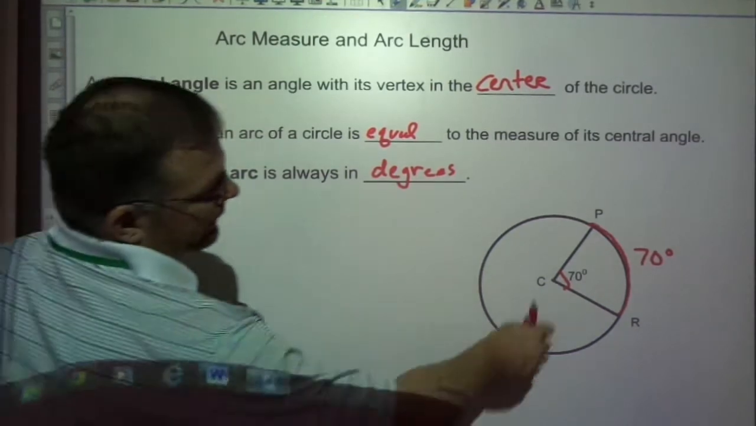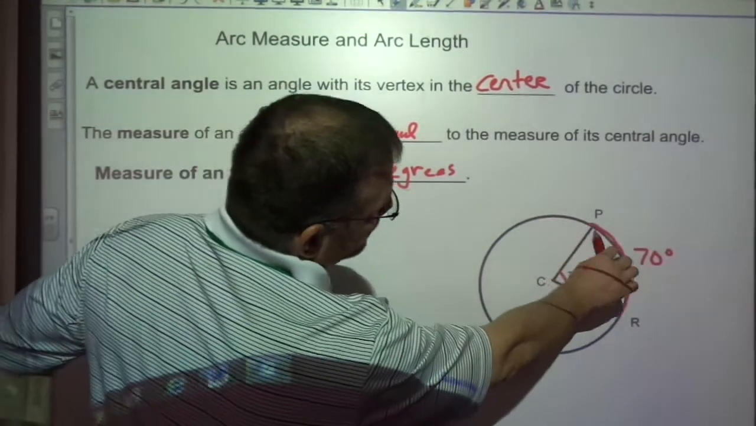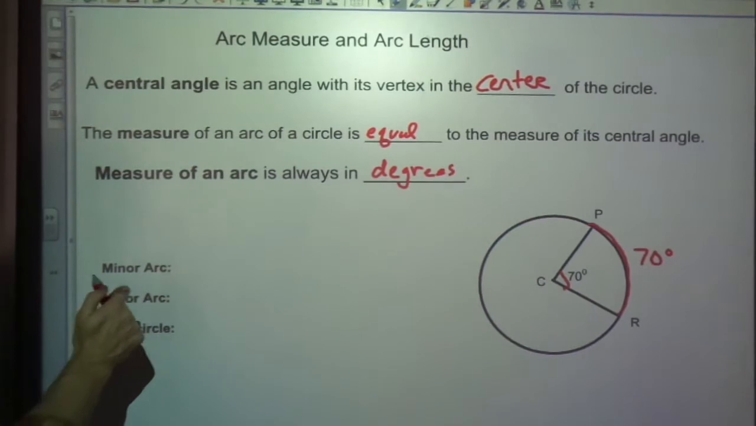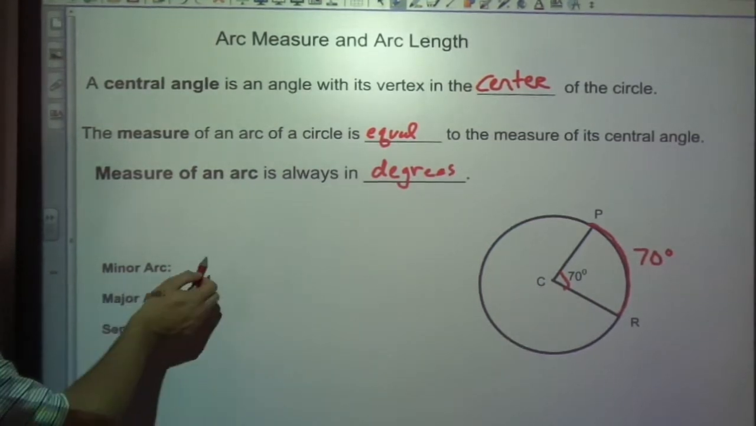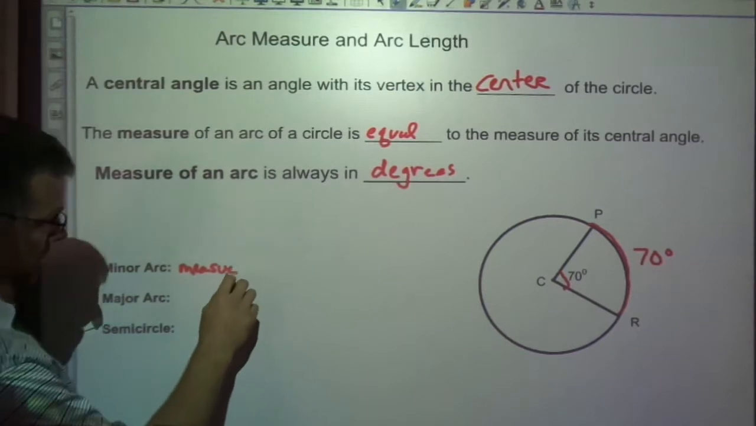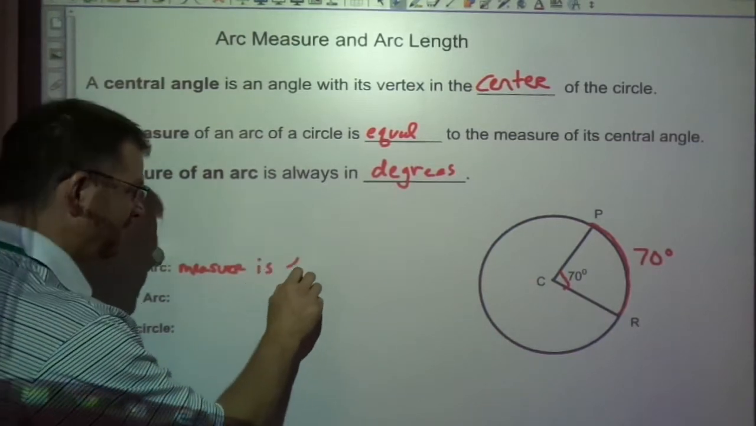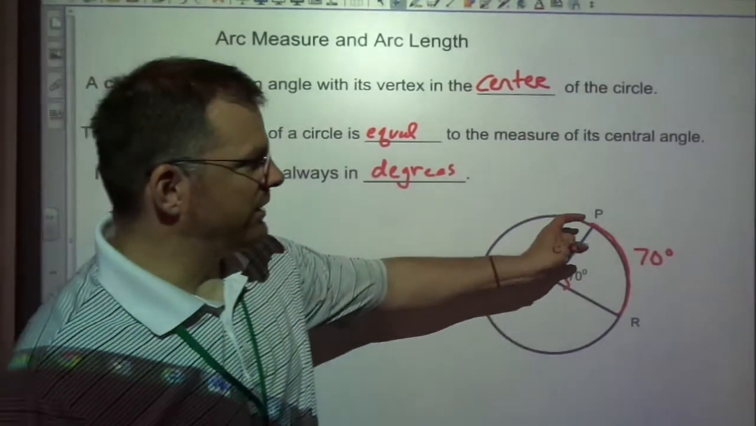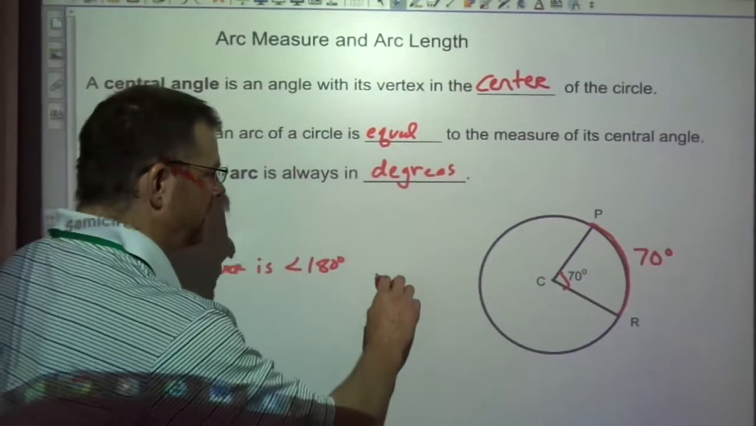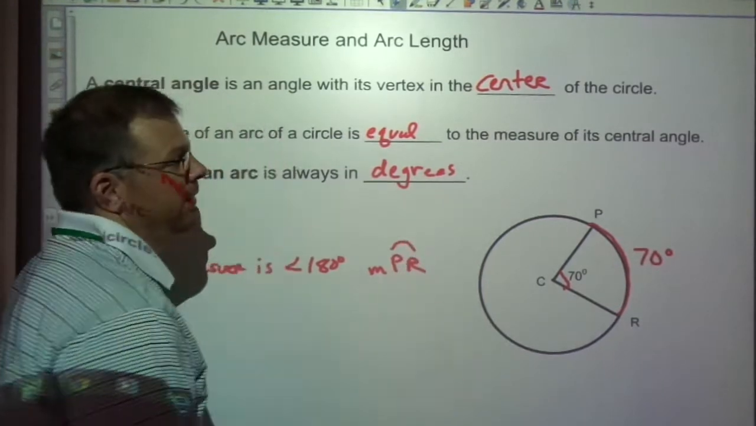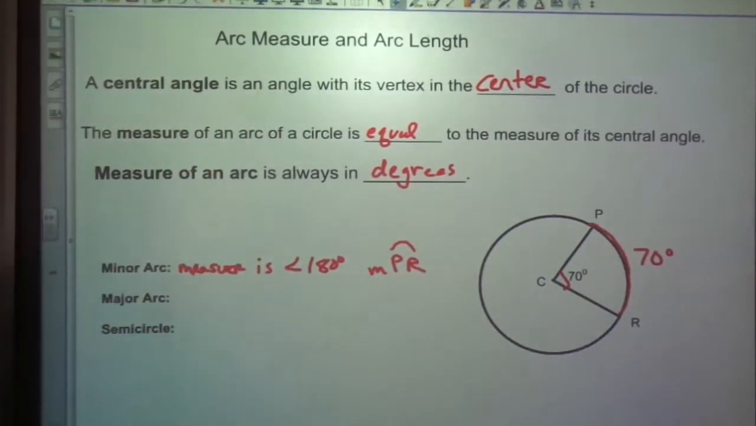So this part that I just drew in red, from P to R, is called a minor arc because it is less than 180 degrees. We would say its measure is less than 180 degrees, and we'd always use two letters to signify that. So we'd say the measure of arc PR, and we know that is 70 degrees right now.